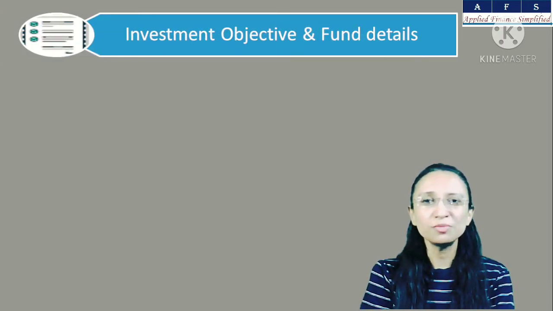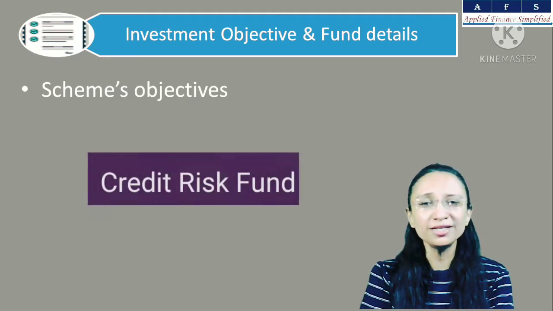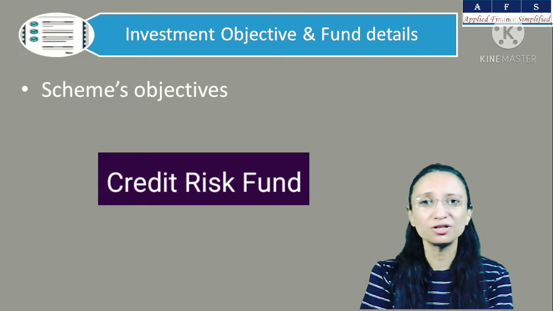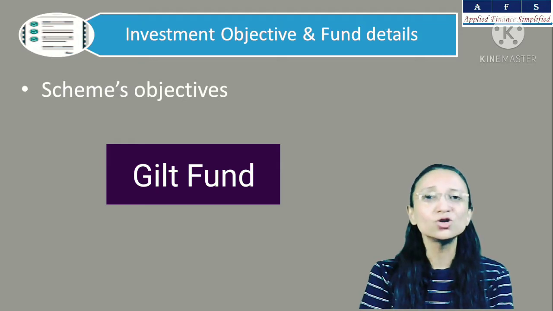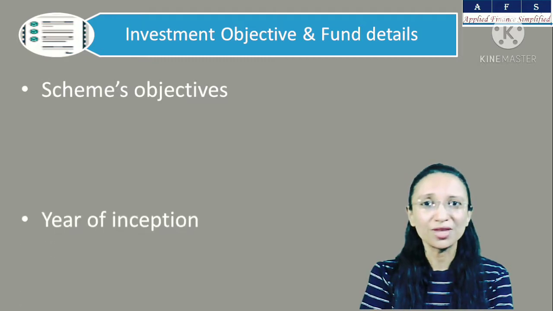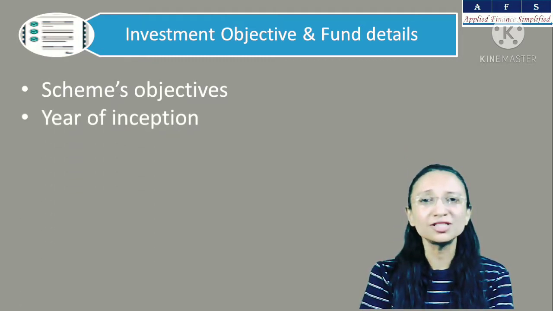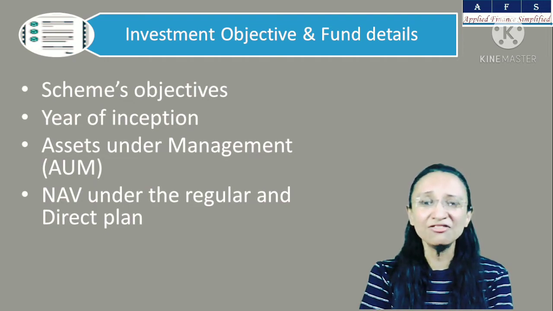The first being the investment objectives and fund details. Under this, the information is given regarding the scheme's objective. So for example, a credit risk fund will predominantly invest in AA and lower rated securities, whereas a gilt fund will predominantly invest in government securities. So the scheme's objective and the portfolio design in the scheme should match. Then the year of inception of the scheme would be given. Further, the information regarding the assets under management would be given. Also, the scheme's NAV under both the regular and the direct plan would be given.